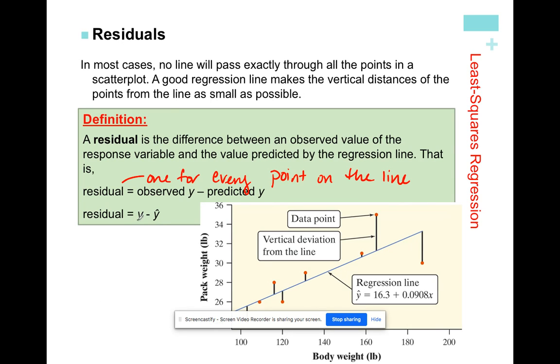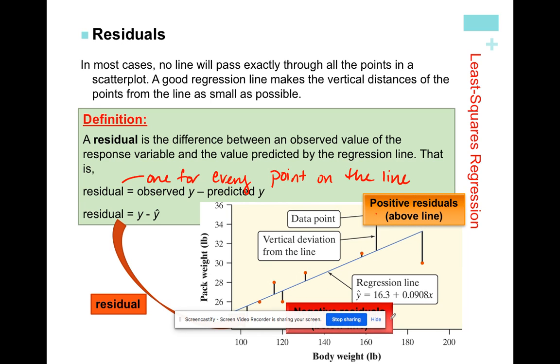The order of subtraction does make a difference because your values that are above the line here, your y value is bigger than the y hat value. So points above the line are going to have positive residuals, and then points below the line are going to have negative residuals because your y value is less than your y hat value. So you're taking something smaller minus something bigger.